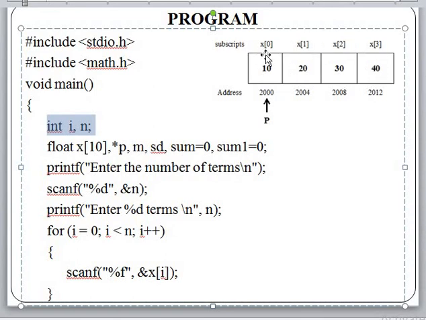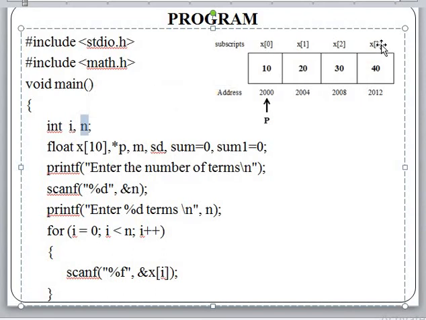These values are accessed by means of array subscript. So x is having subscripts 0, 1, 2, 3 in our example. And n is nothing but the number of elements. We considered, in this case, the total number of elements to be 4.